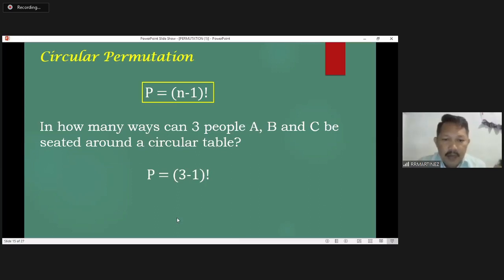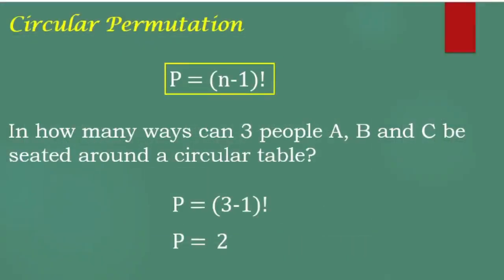Following this formula, we have P equals, since our n here is 3, we need to replace the value of n by 3. So 3 minus 1 factorial. 3 minus 1 equals 2, so 2 factorial. 2 times 1 is 2.